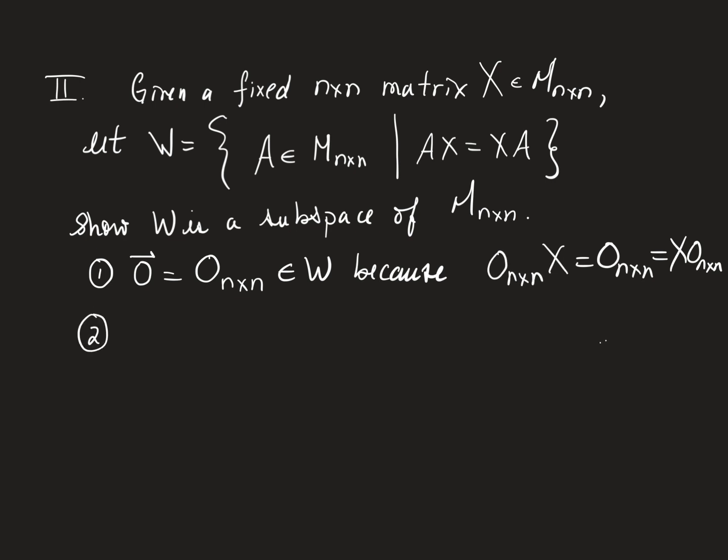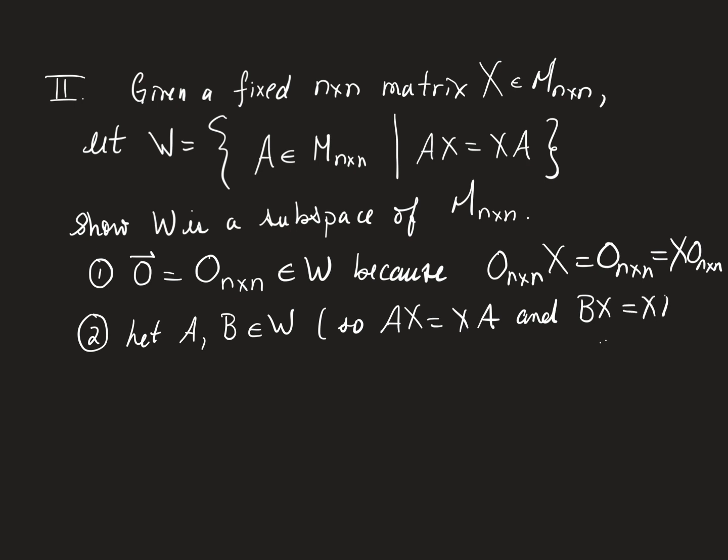Next, I need to show that W is closed under addition. So let's take two matrices. Let's let them be A and B in W. And so what that means, if A is in W, is that AX is XA for that fixed matrix X. And B in W, what does that mean? That means that BX equals XB. That's what it means to be in W. It means that you commute with X, right?